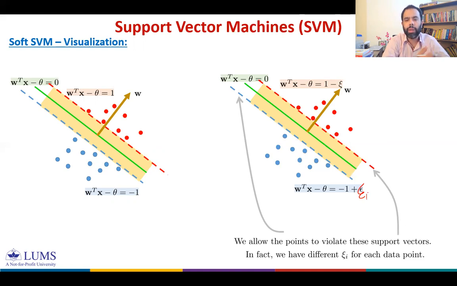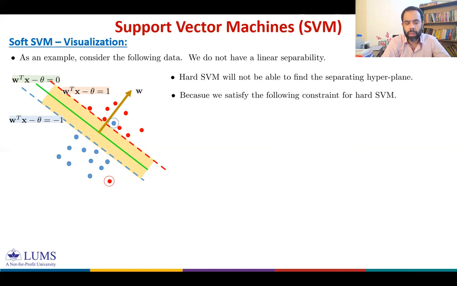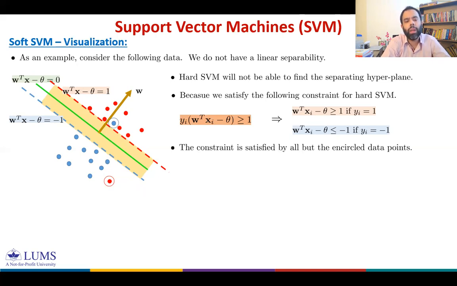Okay, let's take another visualization. As an example, we consider the following data. Obviously, due to these circled points, we do not have linear separability. And if we run hard SVM, we will not be able to find the separating hyperplane because we require these constraints to be satisfied. And these constraints are satisfied by all the points except these encircled data points. These could be the points that have been erroneously labeled.